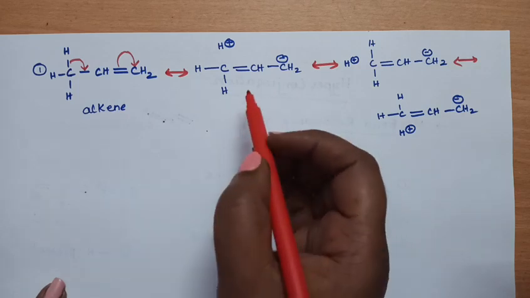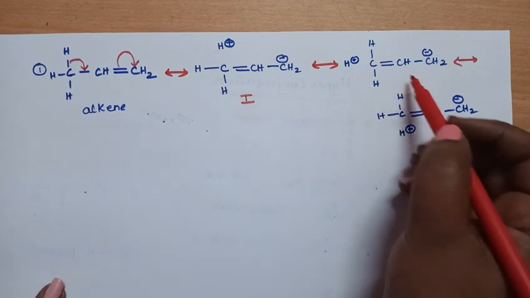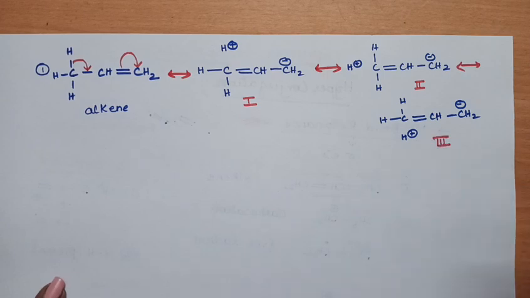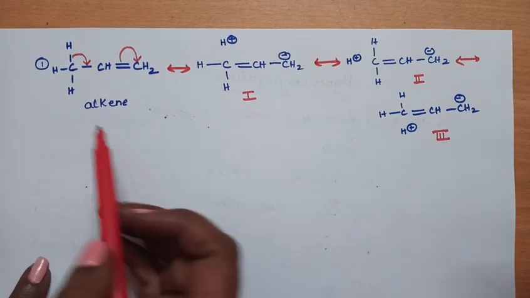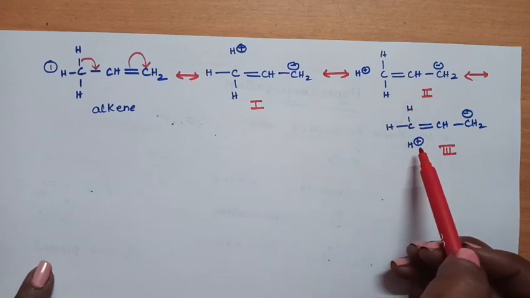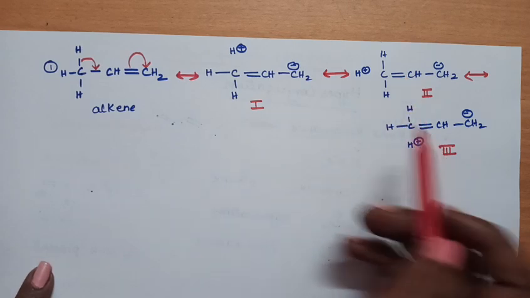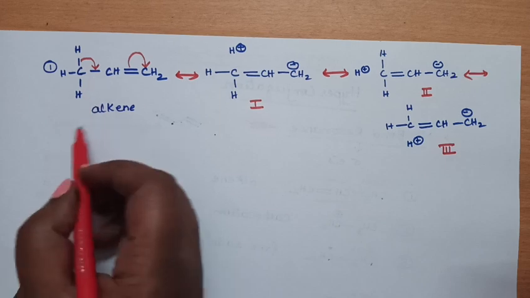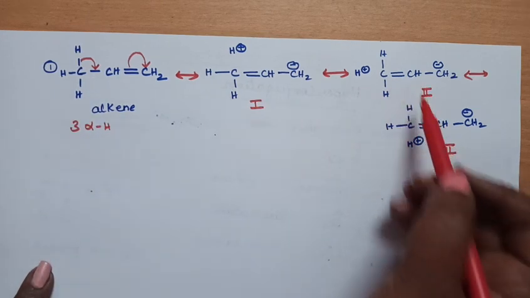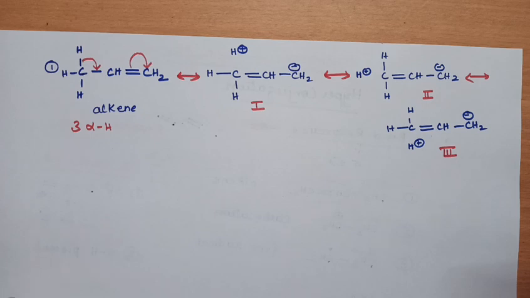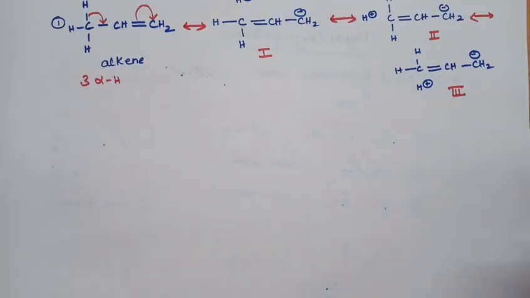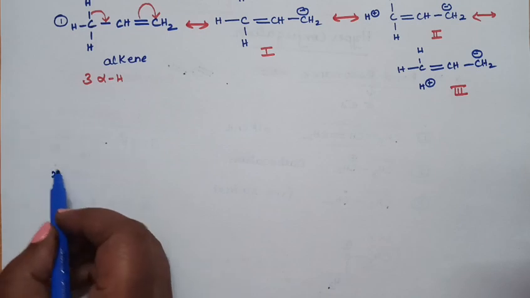So how many structures are possible? 1, 2, 3. So there are 3 structures possible. Students, how many structures are possible depends on the number of alpha hydrogen atoms. Here how many alpha hydrogens are there? There are 3 alpha hydrogen atoms. Therefore we can write 3 hyperconjugating structures. So we have seen how to write for alkene. We will write for carbocation now.